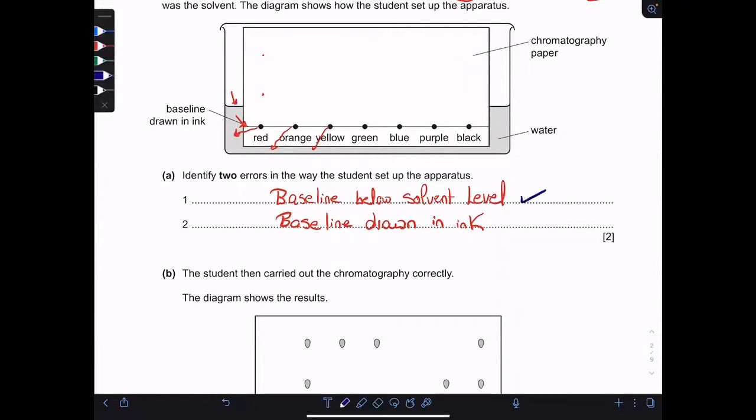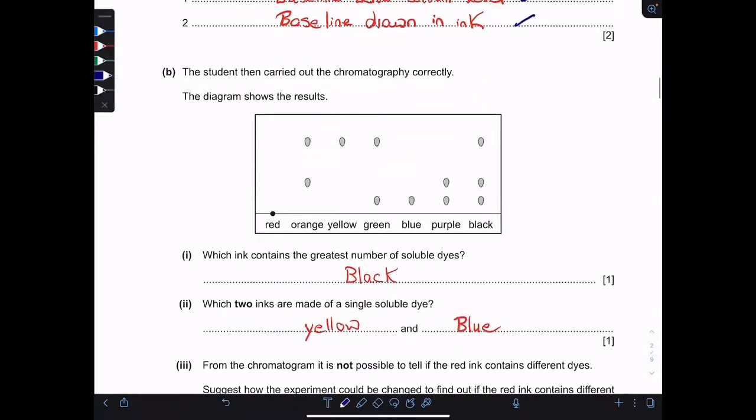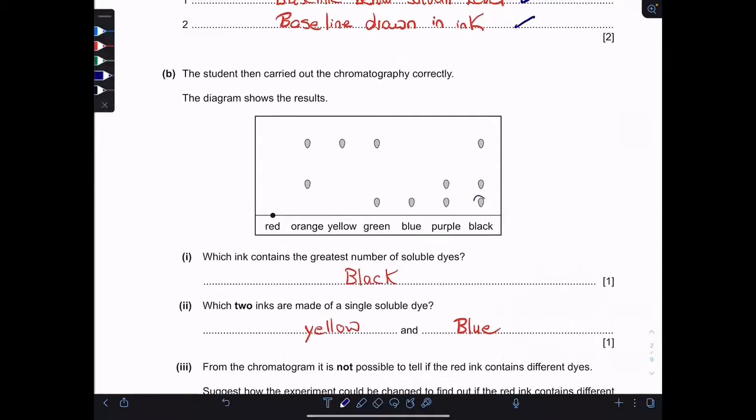The second mistake is that the baseline is drawn in ink, and this is a huge mistake because ink is soluble and will interfere with the results of the chromatography. Okay, B. I. Which ink contains the greatest number of soluble dyes? Of course, it's the black one. It contains 3 soluble dyes.